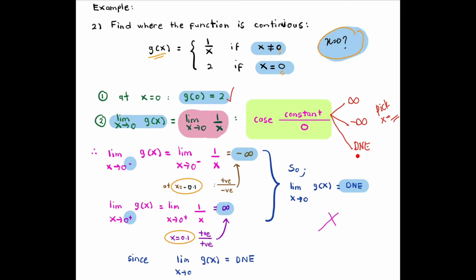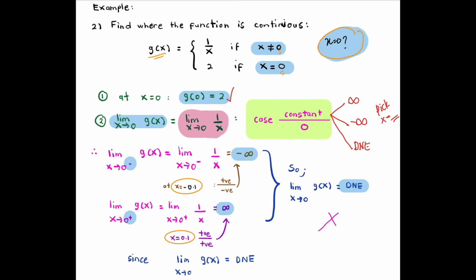So now let's pick 0 from the left. As x approaches 0 from the left, 1 over x is equal to negative infinity. Why? Because, for example, you pick the value of negative 0.1. So the numerator is positive, the denominator is negative. So the result is negative, so negative infinity. Now let's check the limit as x approaches 0 from the right. Let's choose one value, 0.1. So your numerator is positive, the denominator is also positive. So the answer is positive infinity.